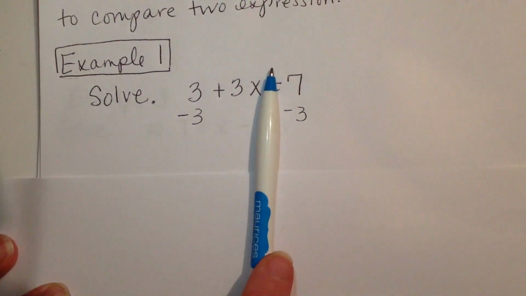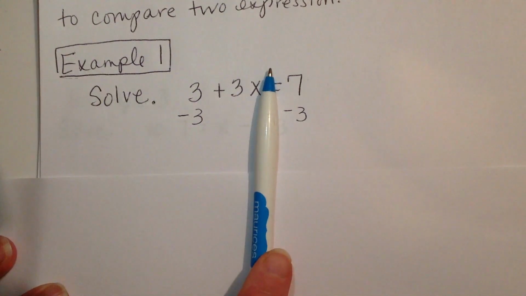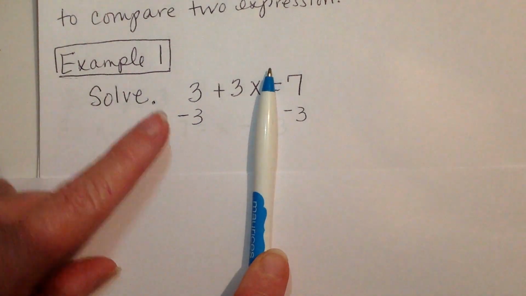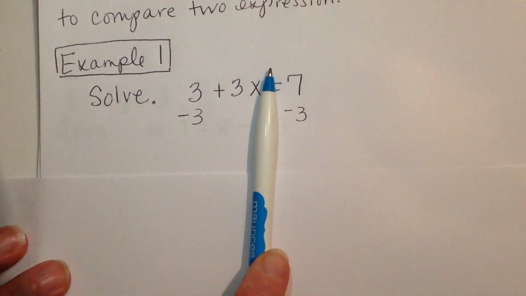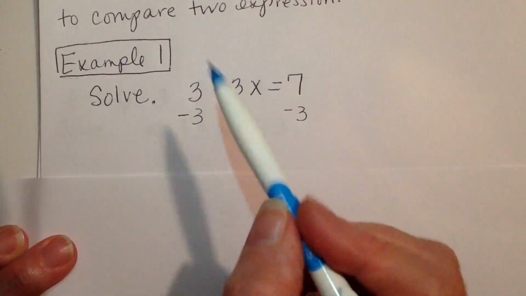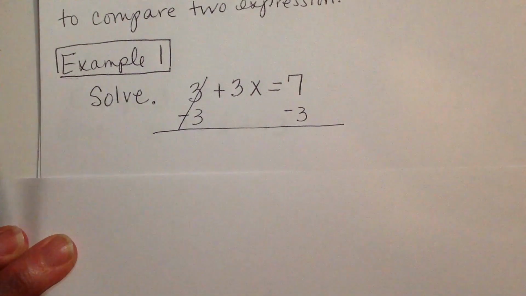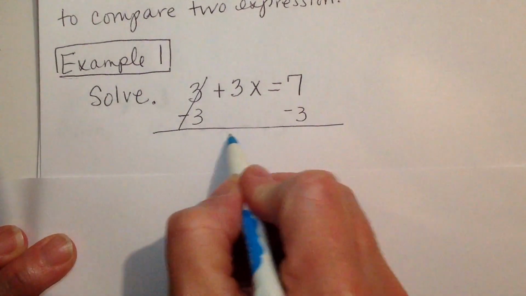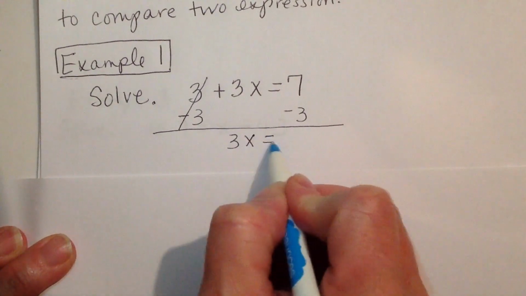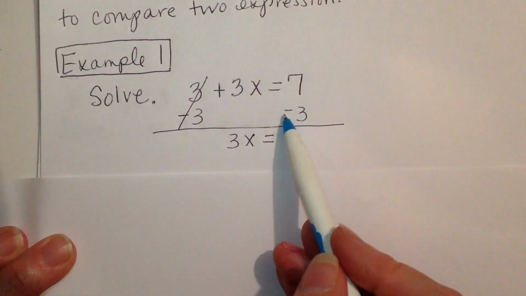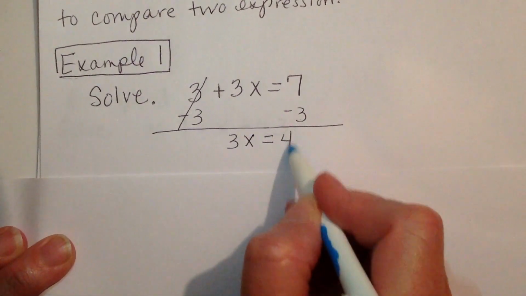Your equal sign is your wall. You see that I've subtracted 3 from the left side and 3 from the right side. When I subtract 3, the 3's cancel on the left side, leaving 3x is equal to 7 minus 3, which gives you 4.